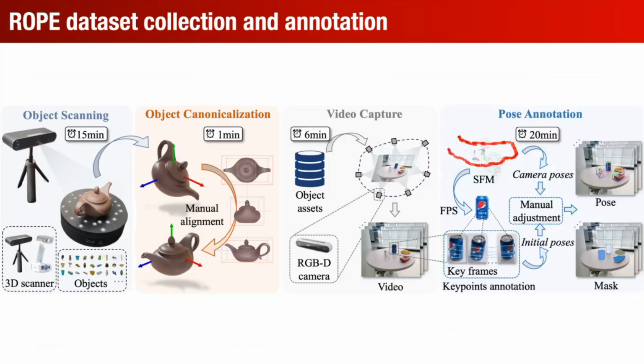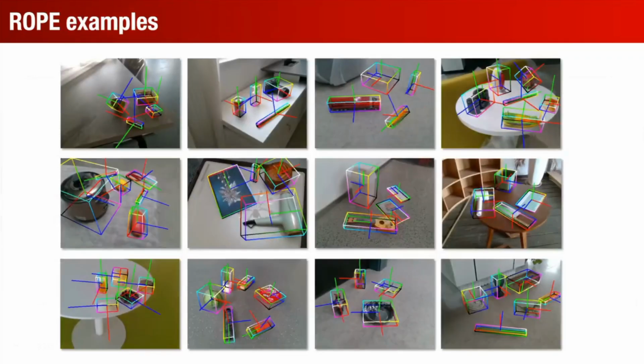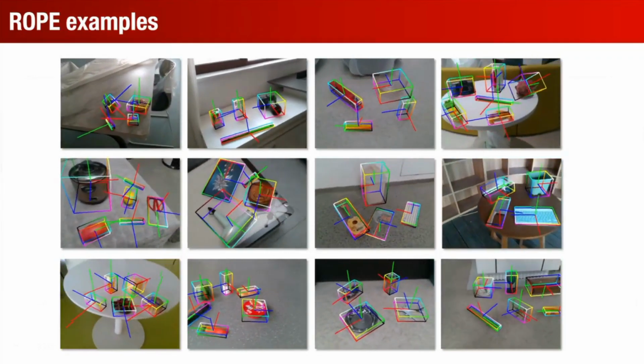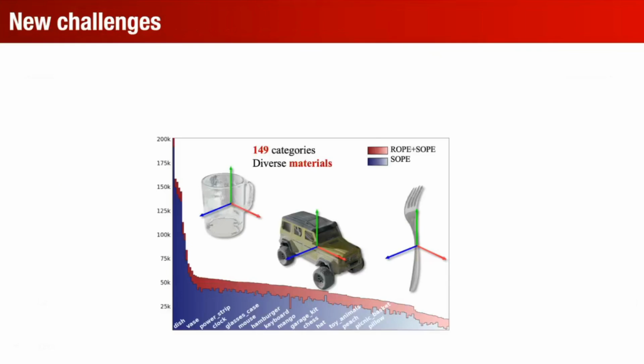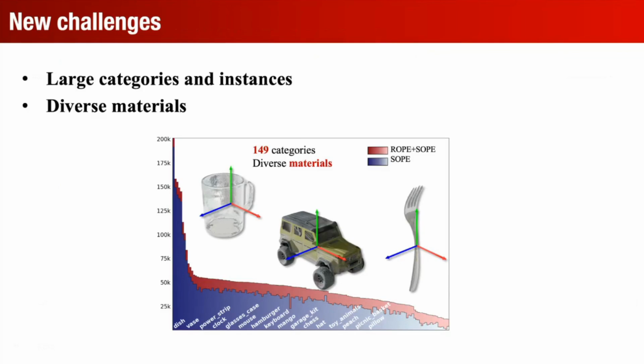To annotate poses efficiently, we first apply structure from motion to determine camera relative poses within the video. Subsequently, we select keyframes using farthest point sampling and annotate 2D-3D pairs. Starting with these initial poses, we refine them through optimization and finalize with manual adjustments. This meticulous approach ensures our dataset's high quality. These are some visualizations of the ROPE dataset. The large-scale dataset and diverse materials present new challenges, such as generalization and the ambiguity issue.